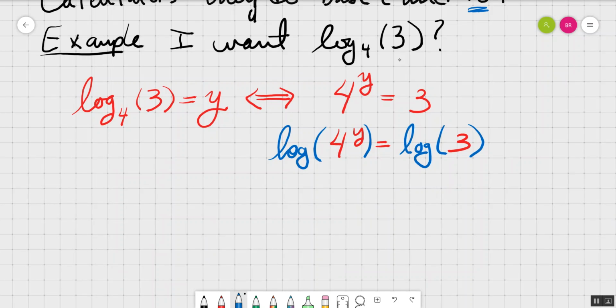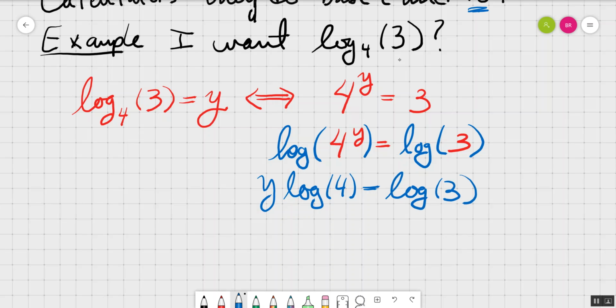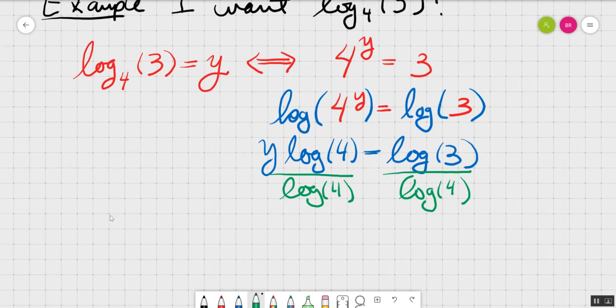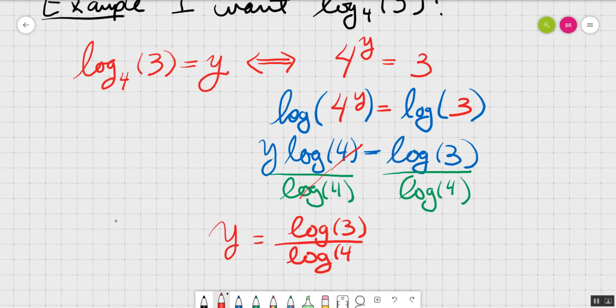But I also have the power rule, which says I can hop y out now. So I have y times the log of 4 is equal to the log of 3. And then all I need to do to get to y is divide by the log of 4. Remember, a log with no base written is just log base 10. So what this says overall is, if I want to calculate y, I can just do the log of 3 over the log of 4. See how this is working? And that you can plug into a calculator.